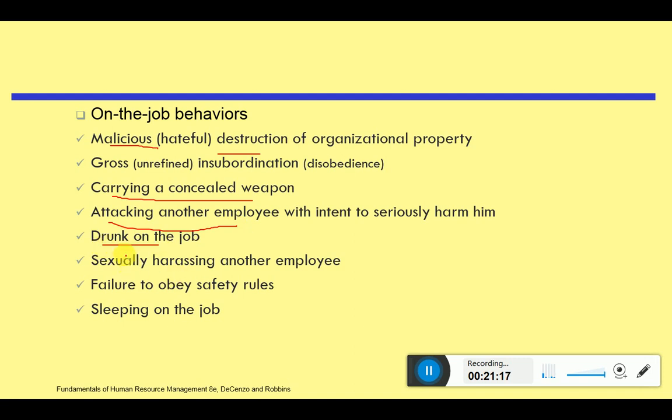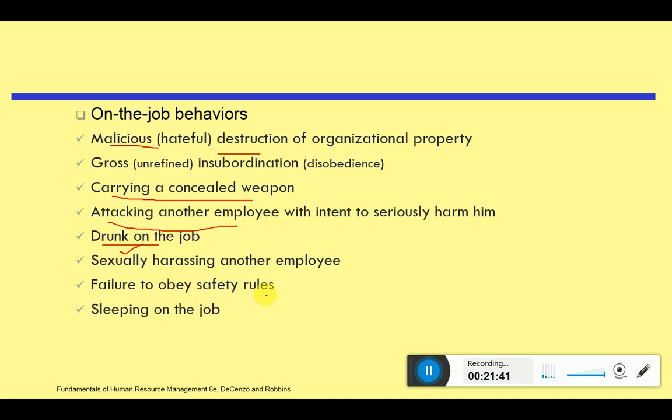Sexually harassing another employee. Simply, when one gender is irritating to another gender, it can be male to male, it can be female to female, it can be male to female and female to male. That whole thing comes under sexual harassment, whether verbal, written, or otherwise.